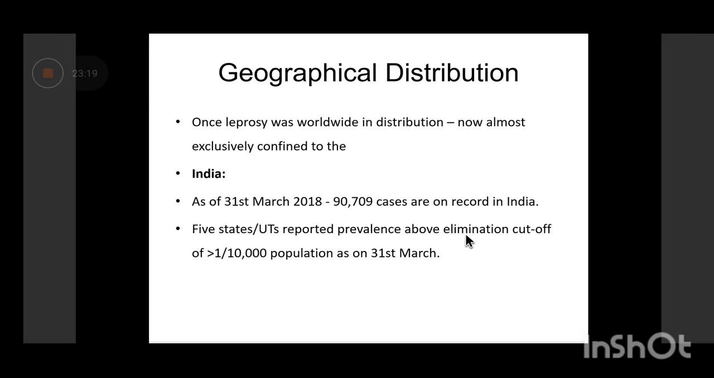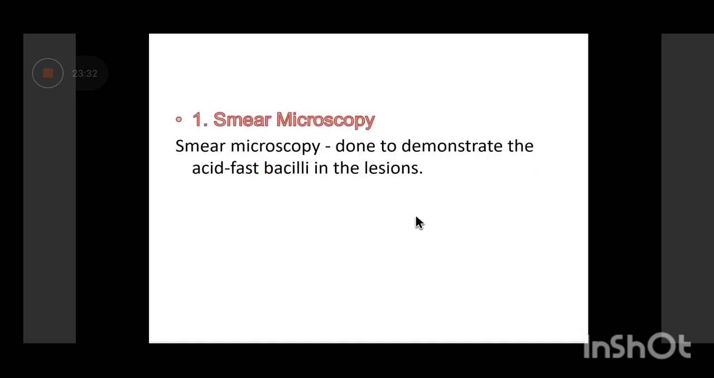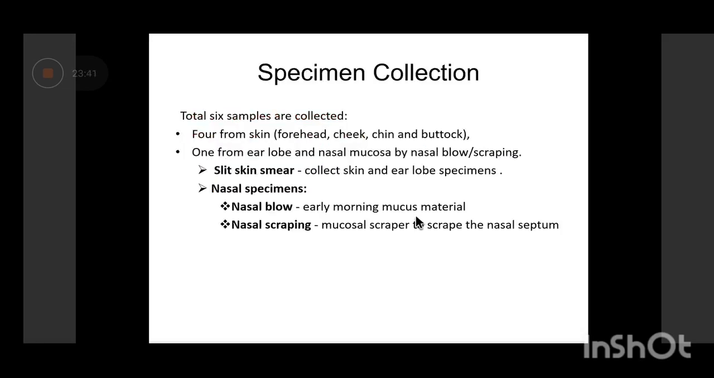Laboratory diagnosis. Now coming to the most important thing, the smear. You can see them directly in microscopy, and they are acid-fast bacilli. We see these acid-fast bacilli in the lesions. They are comparatively less acid-fast as compared to tubercular bacilli.